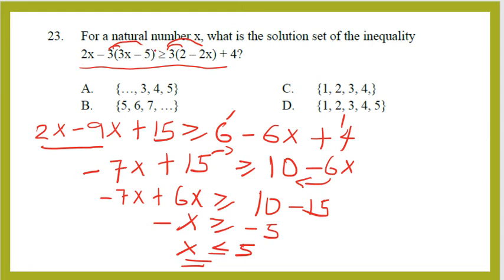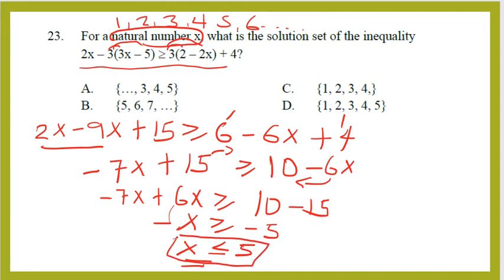But the domain here, it says for natural number x. So what are natural numbers? Natural numbers are numbers starting from 1: 1, 2, 3, 4, 5, 6. It will continue without end. But we got x less than or equal to 5. Which natural numbers are less than or equal to 5? The ones from 1 to 5, including 5, because of less than or equal to. So the answer is going to be D.